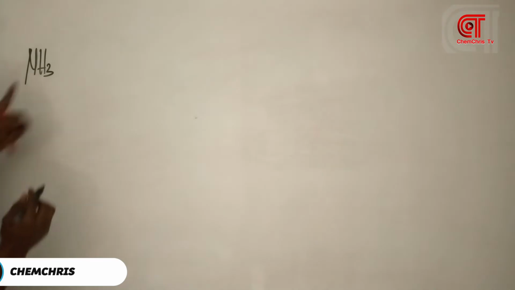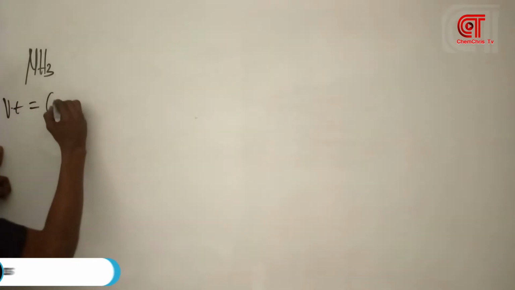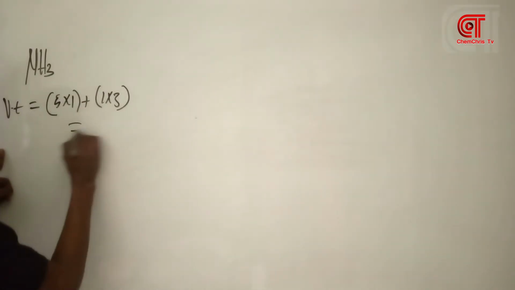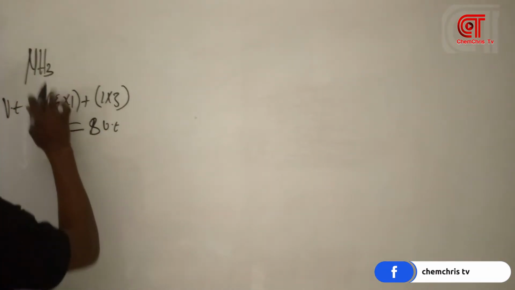NH3. Remember, we have to calculate the total valence electrons, VE, right? So we're going to have 5 times 1, right? Plus 1 times 3, so we're going to have 8 valence electrons. So that is step 1. Now what is step 2?